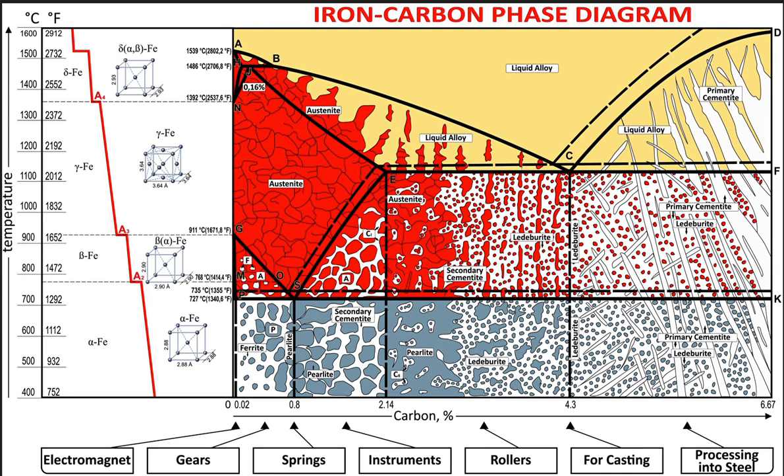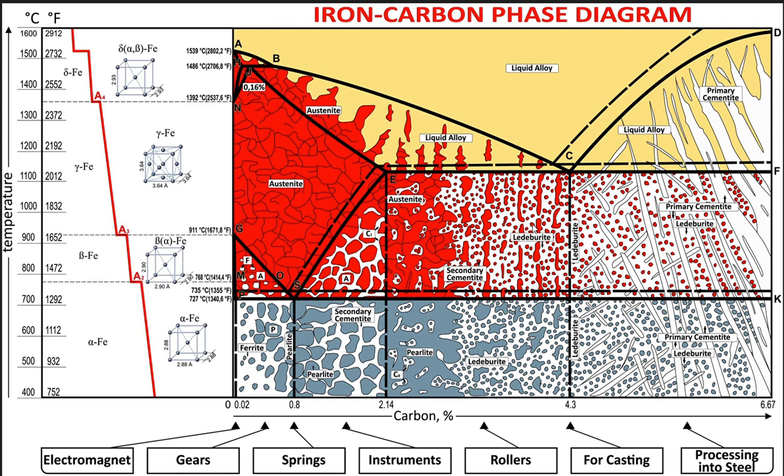On the y-axis, we have temperature. On the x-axis, we have the weight percentage of carbon, usually going up to 6.67%, which is the limit for cementite. Also, the key point here is that the diagram represents equilibrium. So it's important to note that.